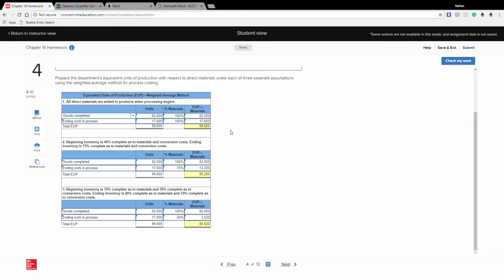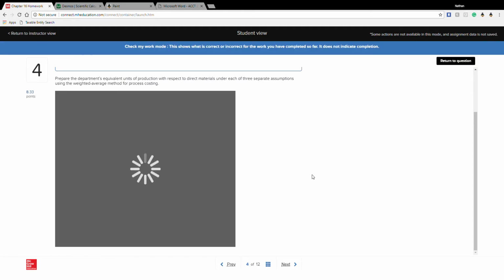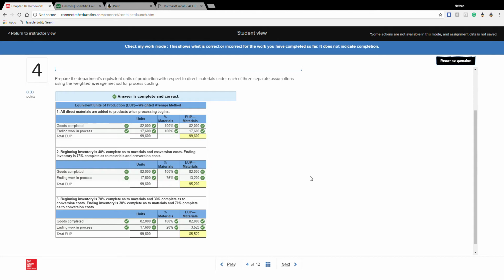So as you can see, judging by how much percentage there are, the equivalent units according to materials ends up changing. So at 75%, only 95,200 would have been made. At 20%, only 85,520. Again, always hit check my work. Let's see if anything pops up weird. Nope, everything's good. So we're still going.